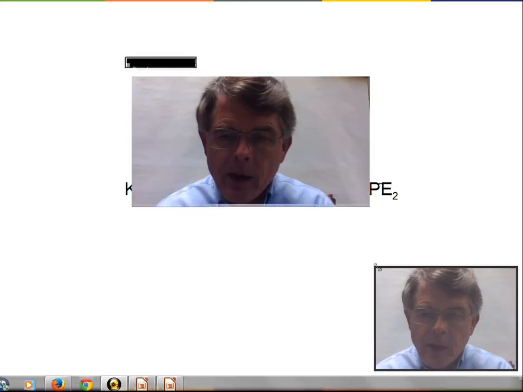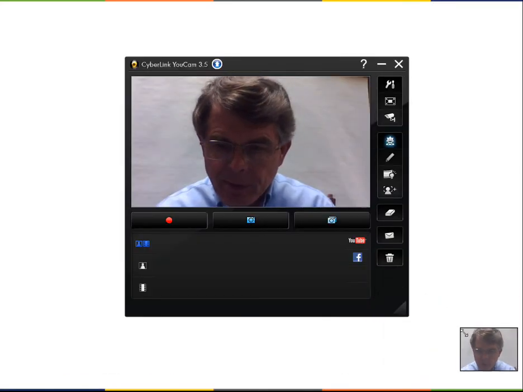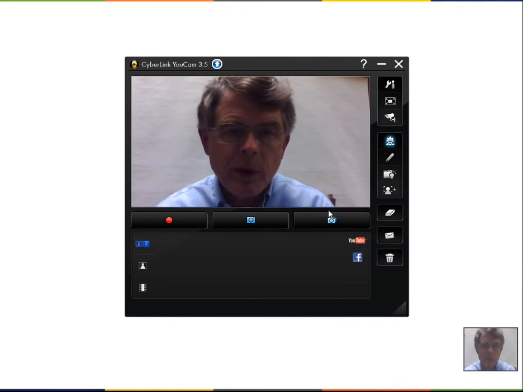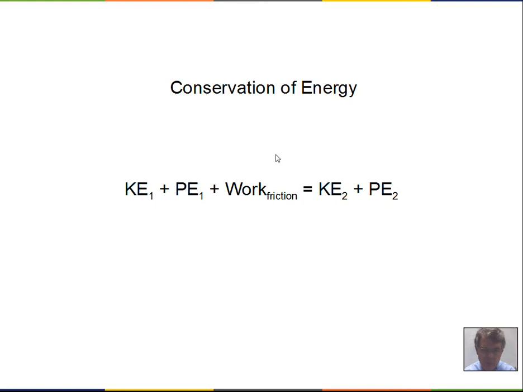And we consider now conservation of energy, taking into account the work done by friction. When friction is active, it's going to take energy away from the system. Now, the conservation of energy concept, we start with a supply of energy in kinetic and/or potential form. We have an initial supply of energy.